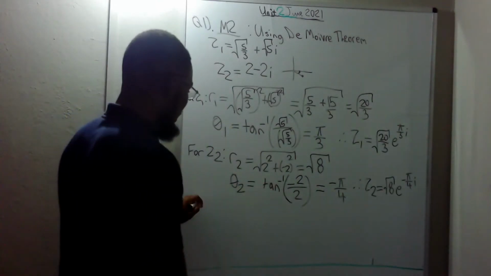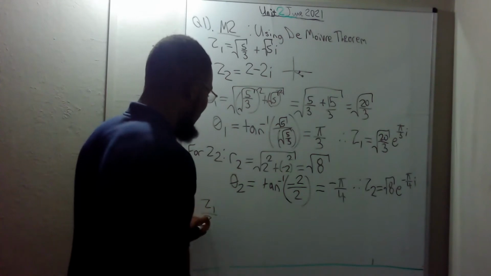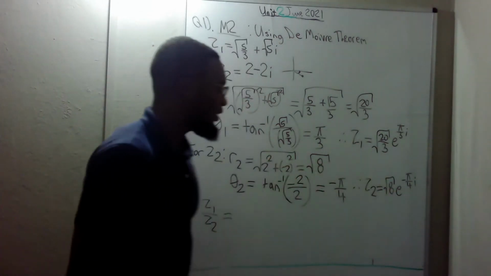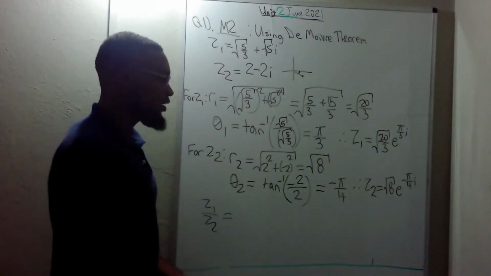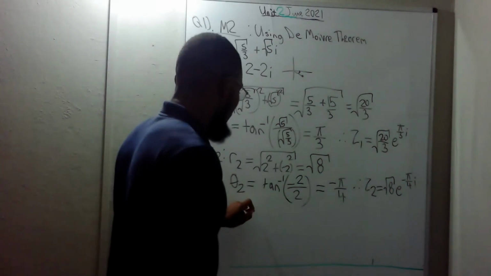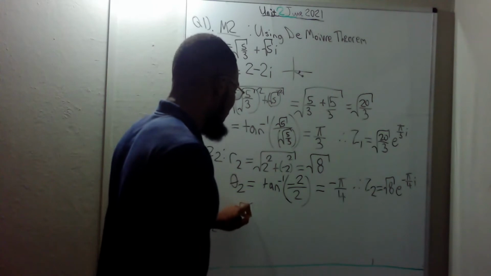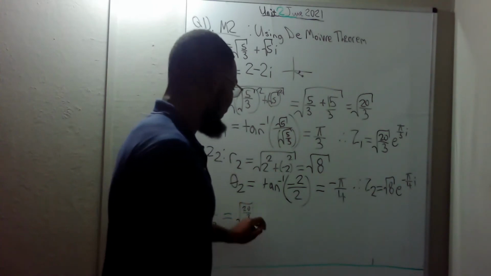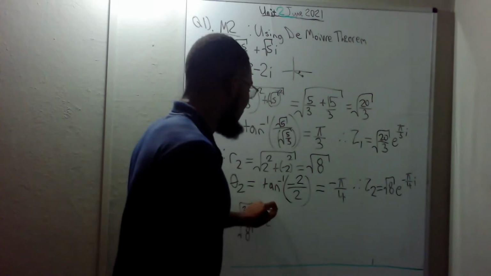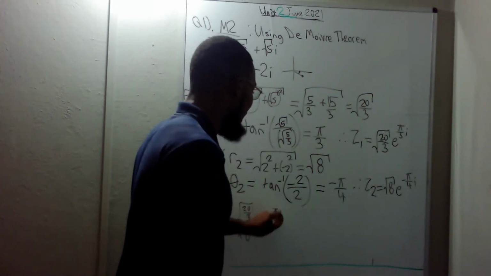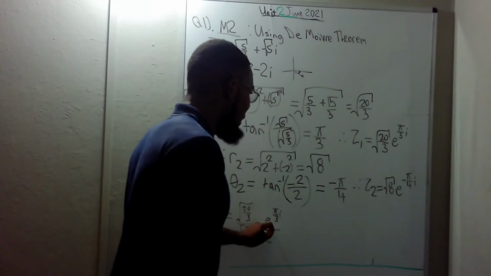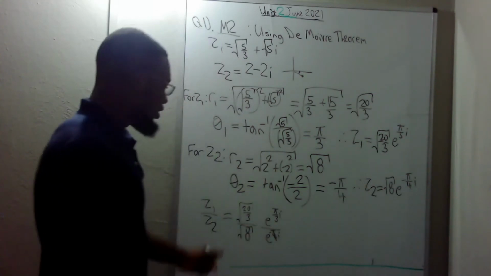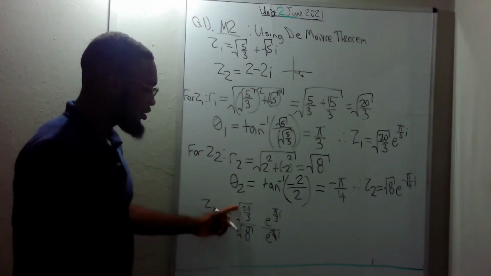Almost finished. Now we can say z1 over z2 is equal to this divided by this. This is where De Moivre's theorem is going to come into play now. We have the square root of 20 over 3 divided by the square root of 8, and also we have e to the pi by 3 i over e to the pi by 4 i, and this is a minus. Now, we just need to divide these.